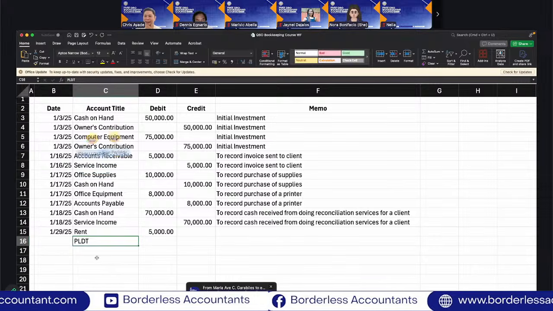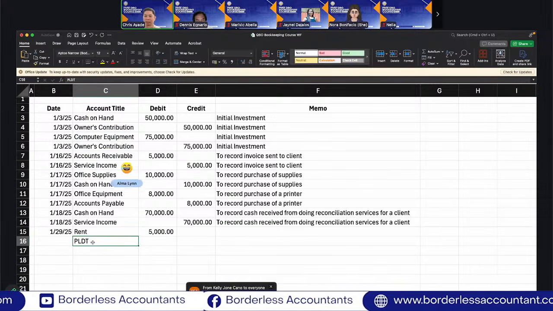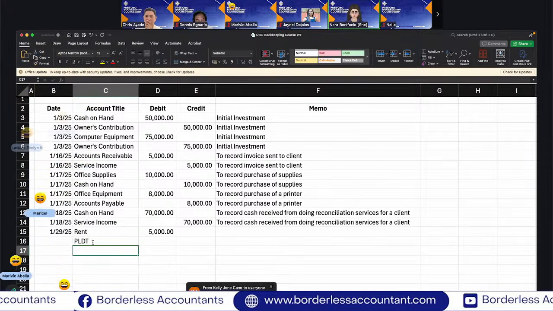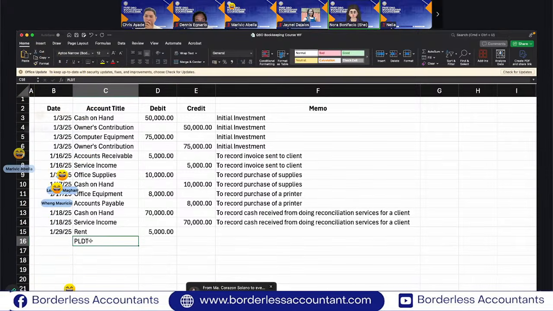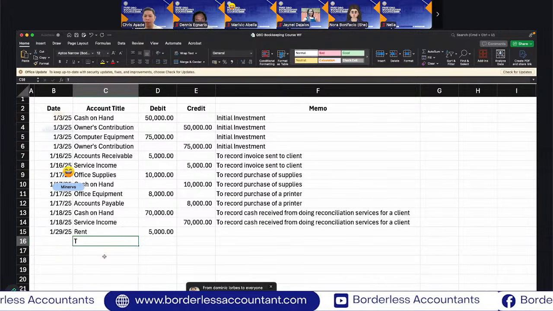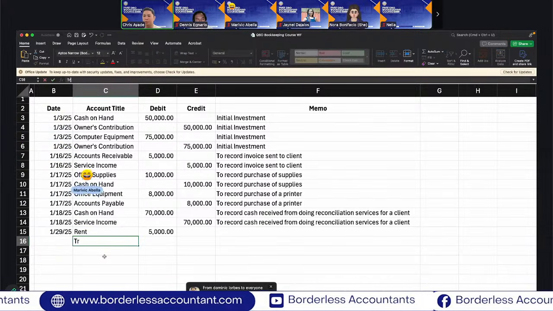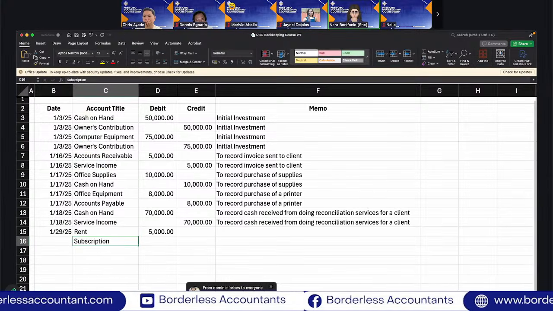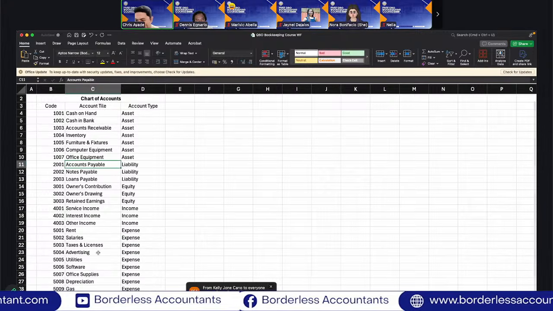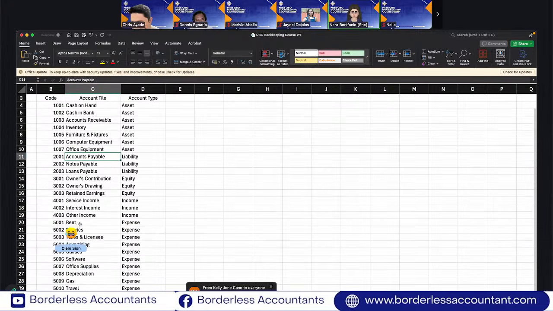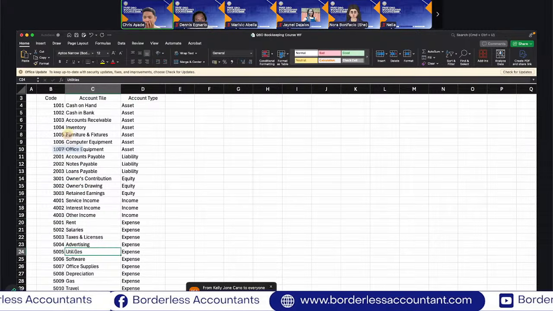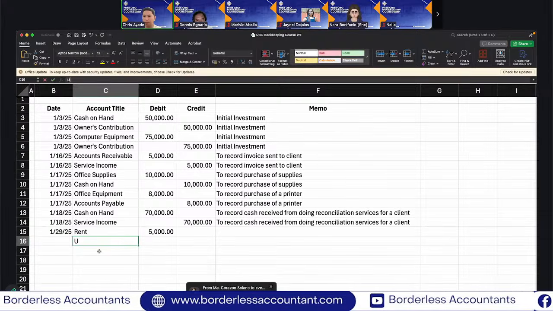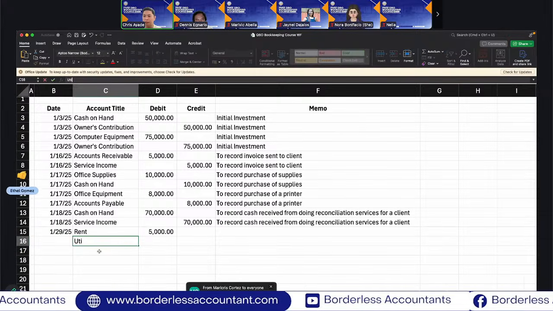Subscription for PLDT. Sige, PLDT. Pwede ko bang ilagay dito bilang bookkeeper, PLDT? Hindi po. Communication. Subscription. Or transcription? Pwede kaya? Nasa chart of accounts. Oo, 'di ba? Tingnan natin chart of accounts. Mayroong mga subscription dito? Wala. So pwede kaya siyang utilities? Pwede po. So instead of PLDT or subscription, gamitin natin yung chart of accounts.